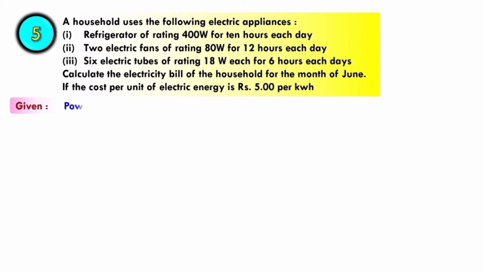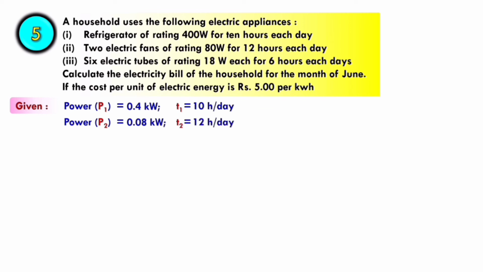Alright, let's start. What are the given values? Write all the powers. For P1 equal to 400 watt. Convert it into kilowatt, we will get 0.4 kilowatt. And the time T1, 10 hours per day. Okay. Now for power P2 equal to 80 watt. Convert it into kilowatt, we will get 0.08 kilowatt. And time T2 equal to 12 hour per day.